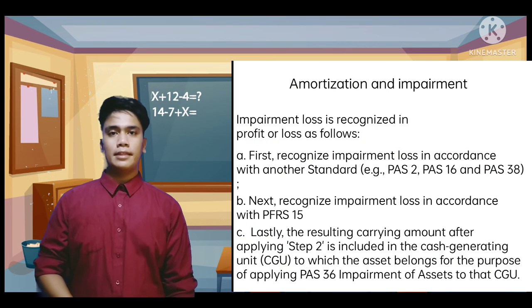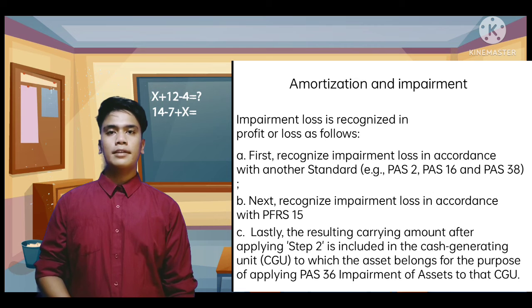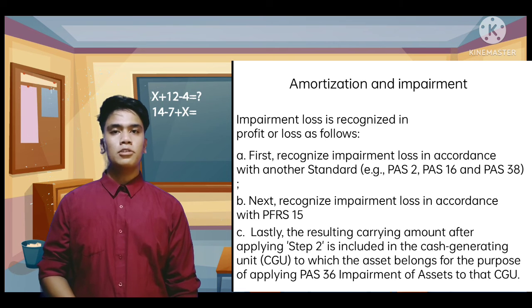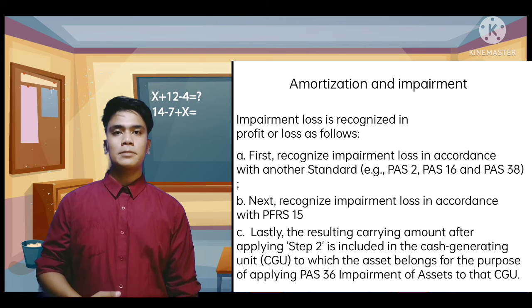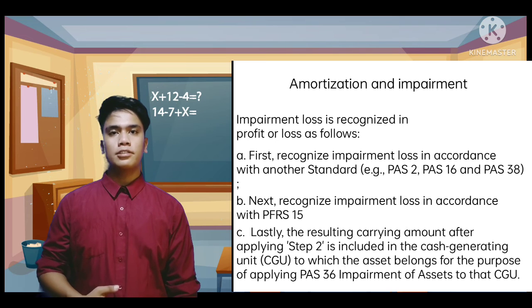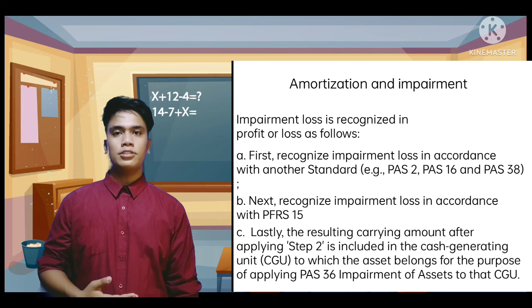Amortization and impairment. Contract costs that are recognized as asset are amortized on a systematic basis that is consistent with the transfer of the related goods or service to the customer. The amortization is updated for any significant change in the expected timing of transfer of the related goods or service to the customer. Such a change is accounted for as a change in accounting estimate in accordance with PAS 8.